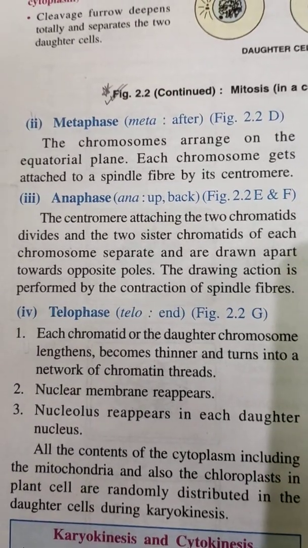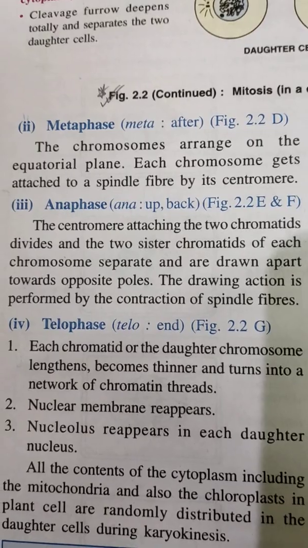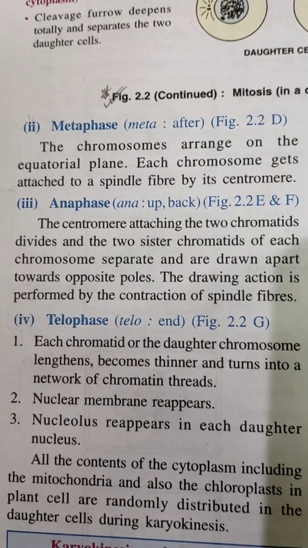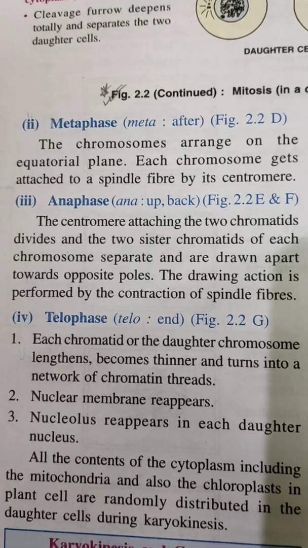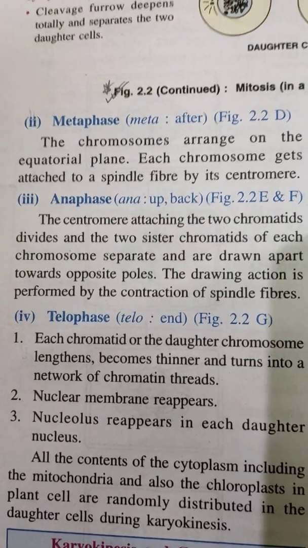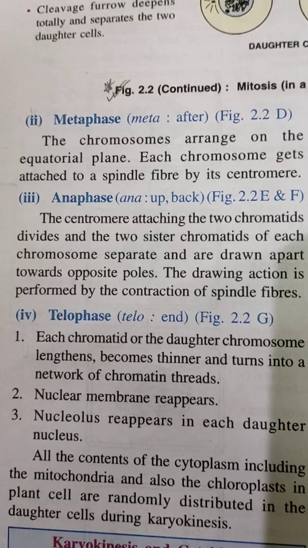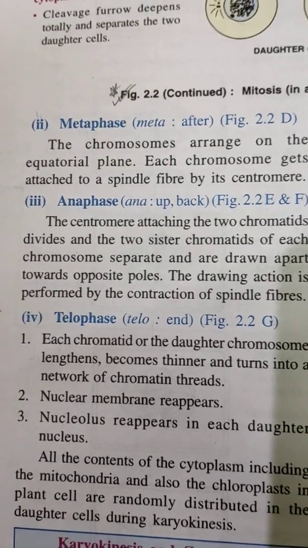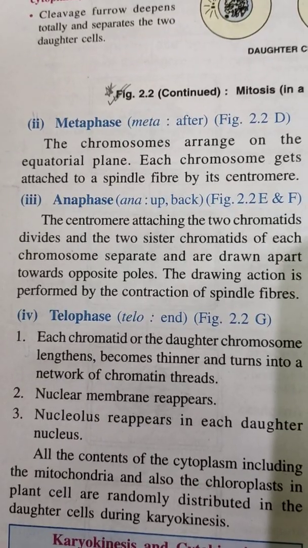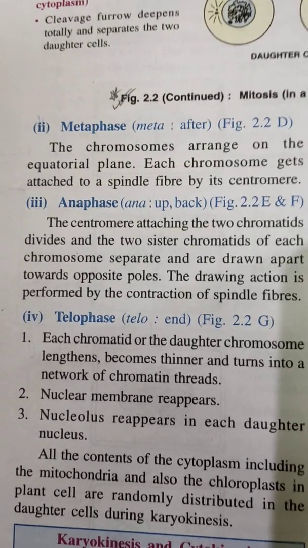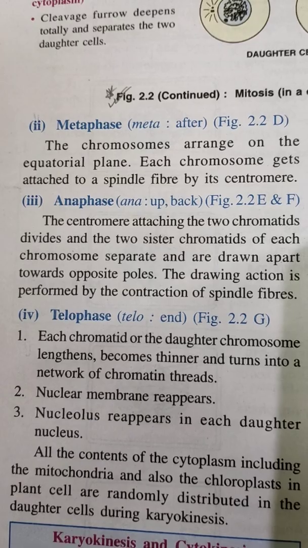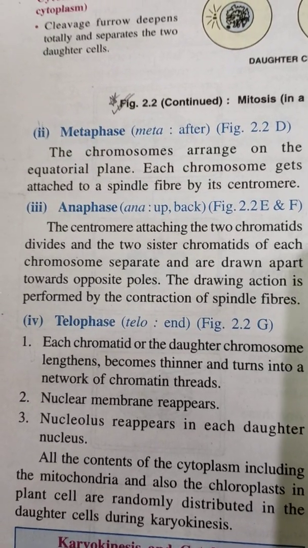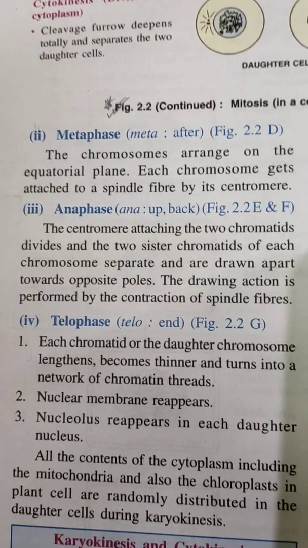It is the metaphase. What is this metaphase? The chromosomes arrange on the equatorial plane. Each chromosome gets attached to a spindle fiber by its centromere. Now students, I hope you know which one is the equatorial plane. I hope you know what is an equator in your geography. Here also, when we are talking about the cell, equatorial plane means the center part of the cell, the central plane of the cell, okay?